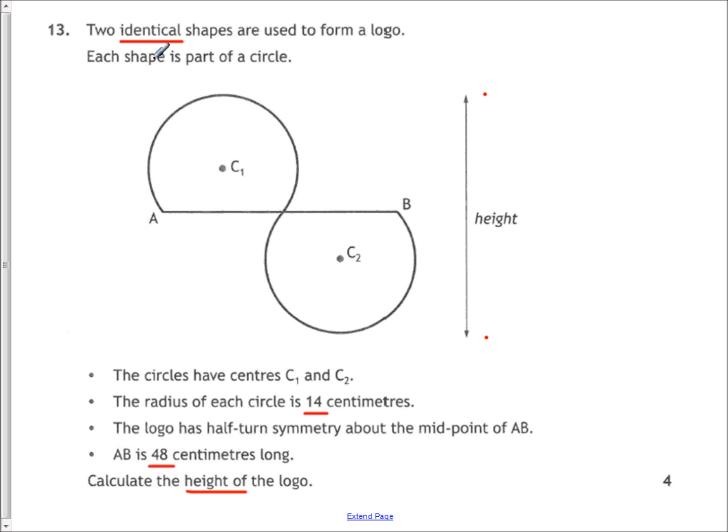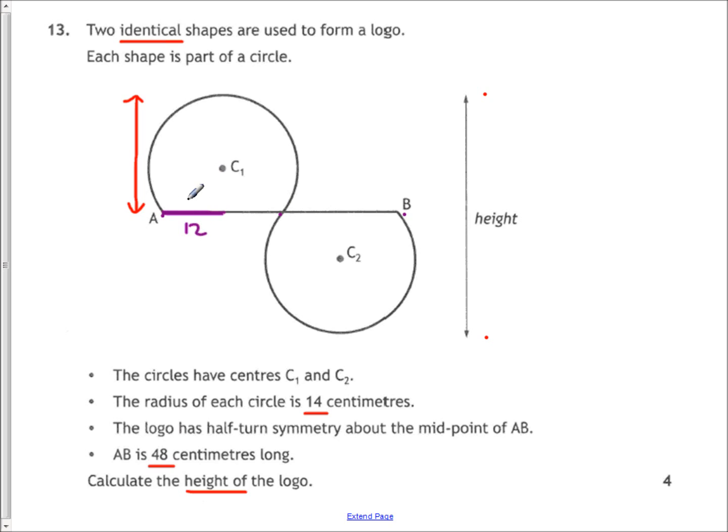Okay. Now, because the shapes are identical, if we can work out the length or the height of one of the shapes, then all we have to do is double our answer. Okay. So all you have to do is add to the sketch the information that you have picked up so far. Now we know that AB is 48 centimeters long. So from there to there is 48. So from here to the center of our logo is going to be 24. And from here to a point below C is going to be 12.